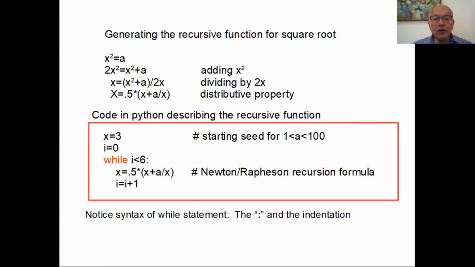Okay, so here we started. We had to find a recursive operation for which we could find the square root. So this was the mathematics we did to get that recursive operation.